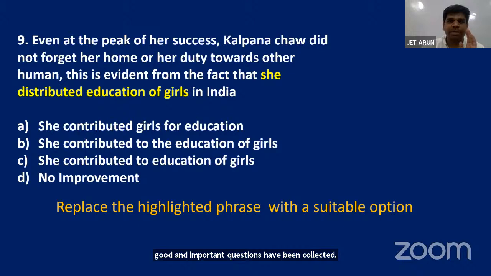All right, here is a statement. Even at the peak of her success, Kalpana Chawla did not forget her home or her duty towards other humans. This is evident from the fact that she distributed education of girls in India. She distributed education of girls. That's what you have to replace. She distributed girls for education. She contributed to the education of girls. She contributed to education of girls. No improvement. There is definitely an improvement.